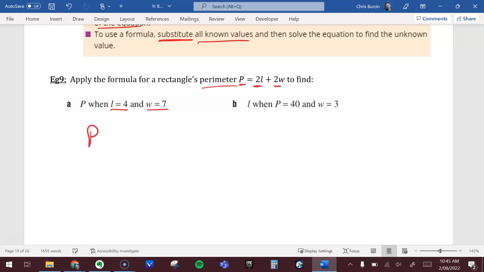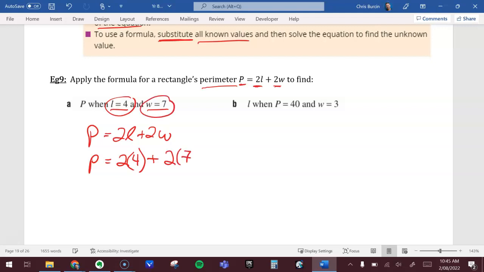So I start by writing my formula, P equals 2L plus 2W, and then I write underneath it, keeping my equal signs lined up, my substitutions. Using brackets, I know that L is 4, so I'll substitute 4 in the place where L was, and in the place where W was, I would do this.